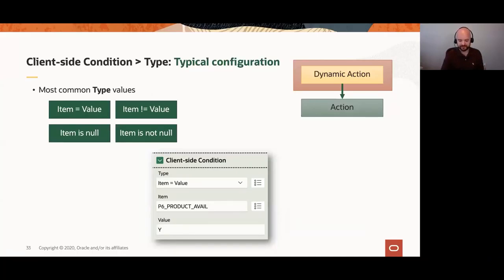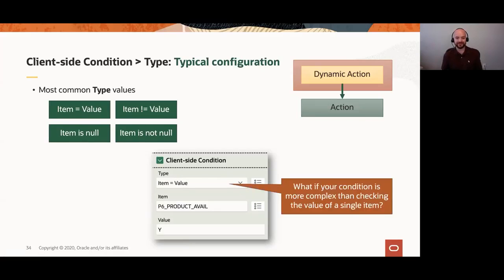So we're still at the parent level, but we've moved down now to the client-side condition. Now this is where we create that fork in the road between the true and the false actions. Most of the time, people are going to be using these declarative options, but the problem is that all of the declarative options are simply binding to a single item and checking the value. So you can see item equals value, item does not equal value, item is null, item is not null. And that's pretty handy, but sometimes you need something a little bit more complex, right?